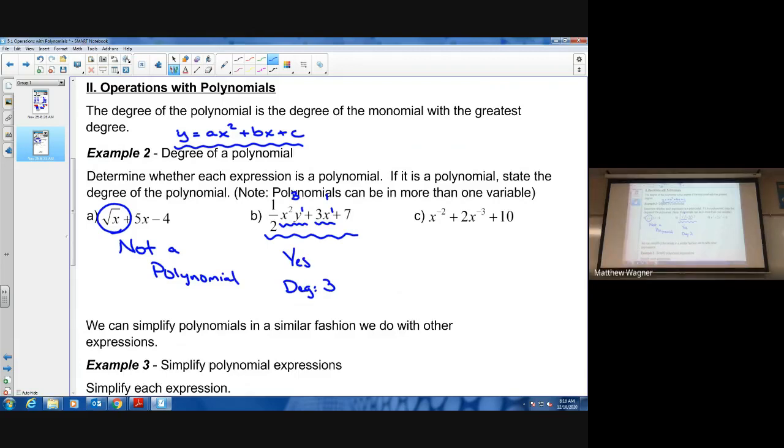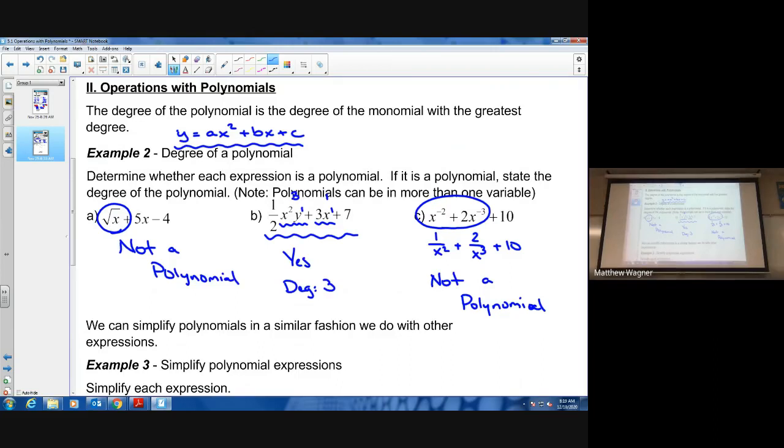Continuing on to the last one, you can see we have negative exponents. Remember, negative exponents flip. So this is essentially what the relation is saying, and this is not representative of a polynomial.